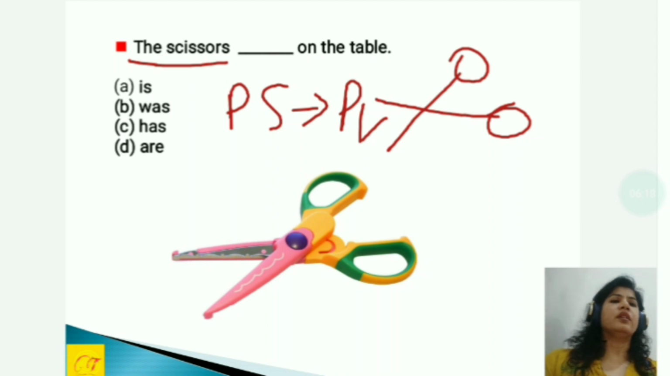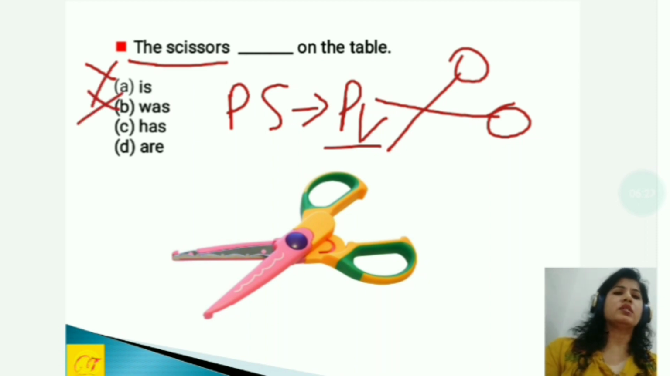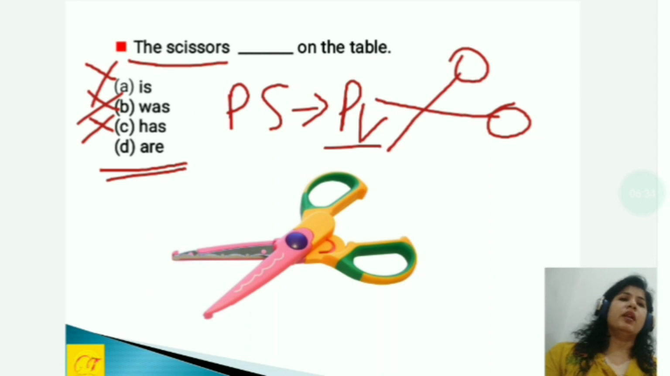Two blades are here. So look at the plural verb in the options. Is, no, it's a singular verb. Was is a singular verb. Has is a singular verb. The correct one is are. The scissors are on the table.